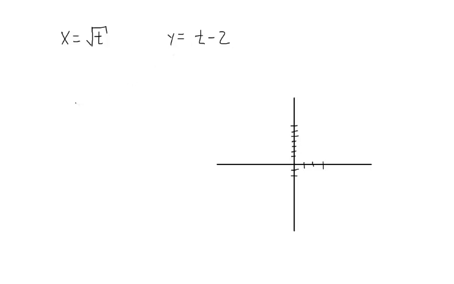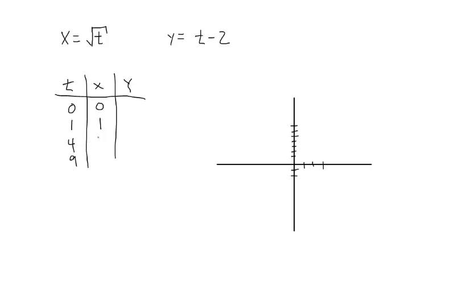So in order to sketch the graph using the parametrics, we're going to set up a number chart, and we're going to have t, x, and y. And I'm going to pick my t values strategically so that they're all perfect squares. So I'm going to use 0, 1, 4, and 9. The square root of 0 is 0. The square root of 1 is 1. The square root of 4 is 2. And the square root of 9 is 3.